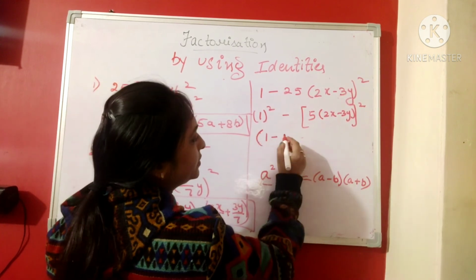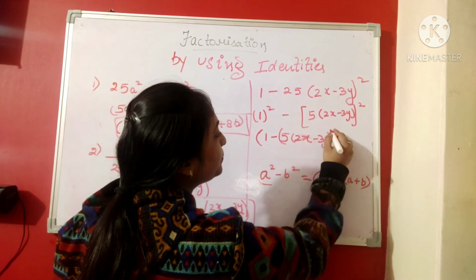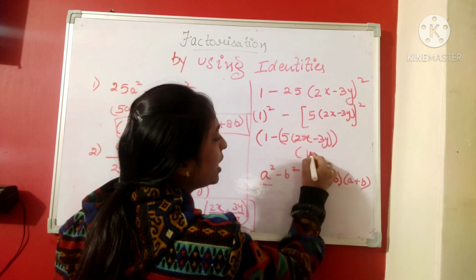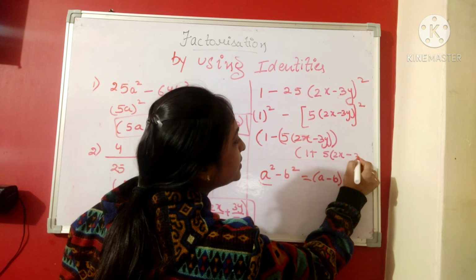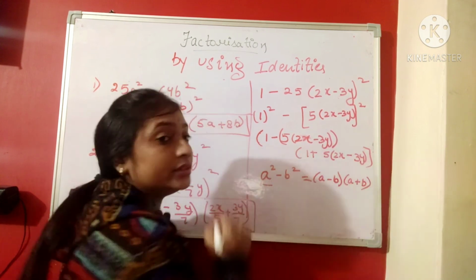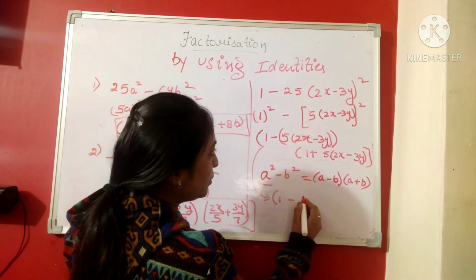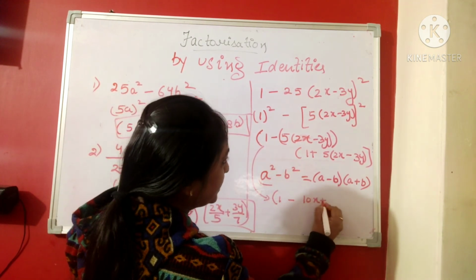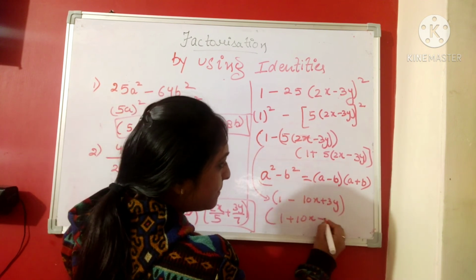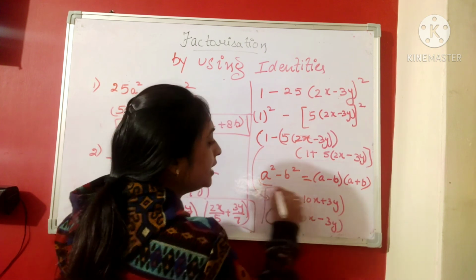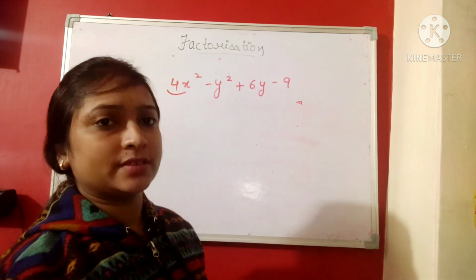So (1 minus 5(2x minus 3y)) in one bracket, and (1 plus 5(2x minus 3y)) in the other bracket. If you want to solve 5 inside, it's up to you, no problem. It will be (1 minus 10x plus 3y) in one bracket, and (1 plus 10x minus 3y) in the other bracket. This is the answer.